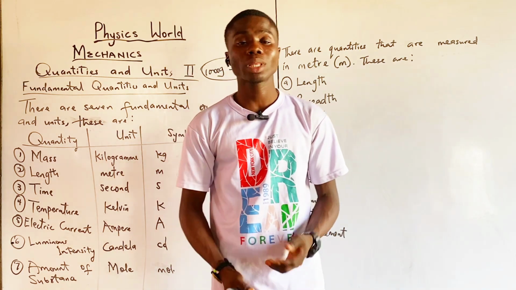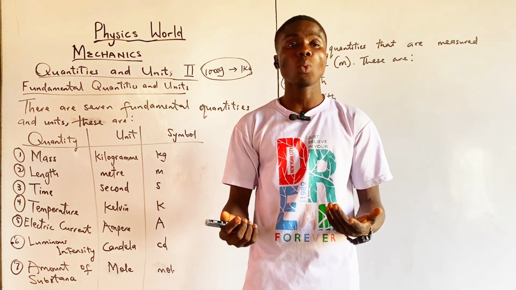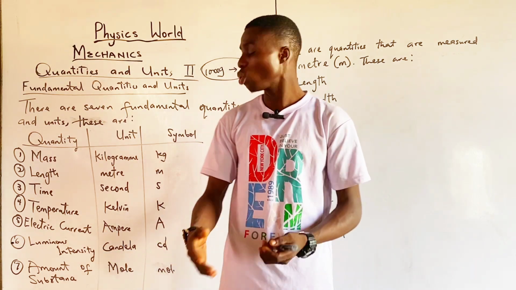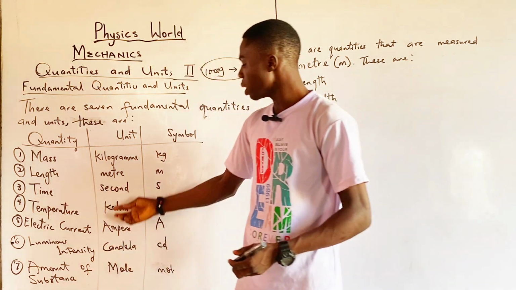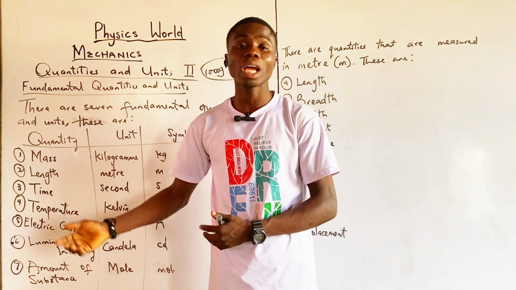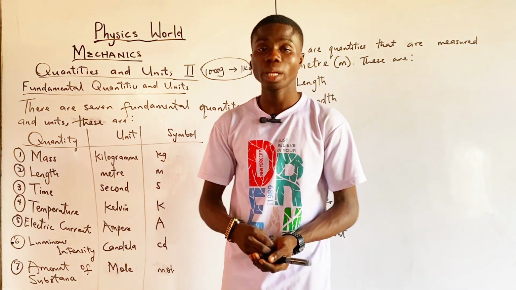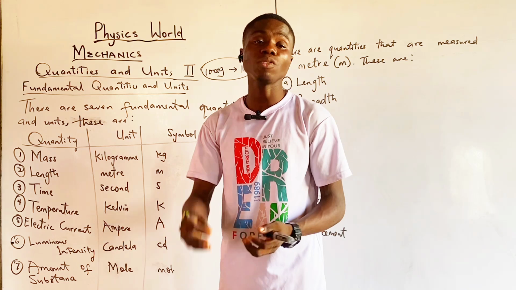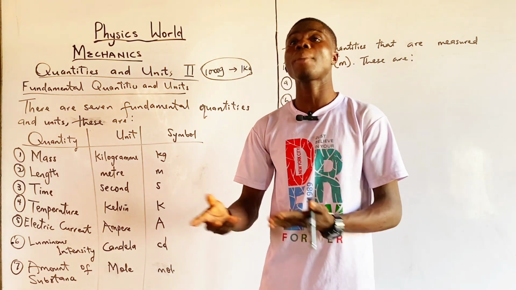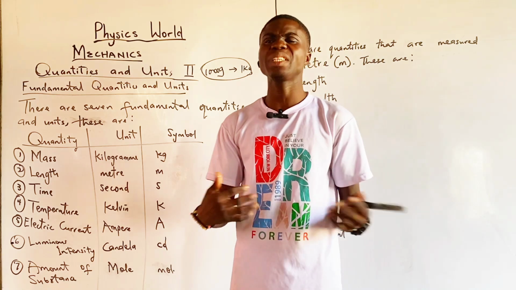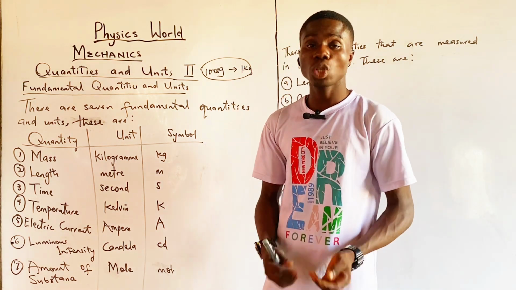And time, the third one. What do we use to measure time? Maybe your wristwatch, your clock, a stopwatch, something like that. We use it to measure time, and it is measured in seconds. If they give you time in hours, convert it back to seconds before you can use it. Except if the unit given in the question is like meter per hour. They are talking about hour, then you can use hour. We will see how everything is derived.